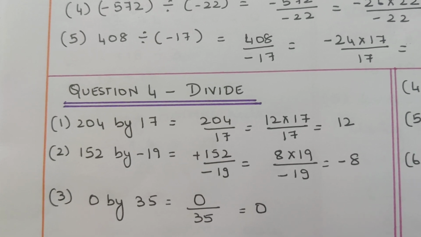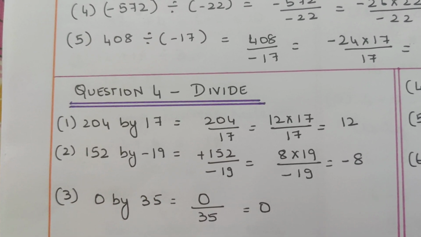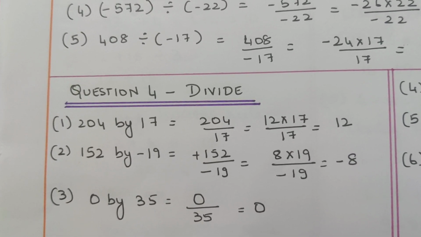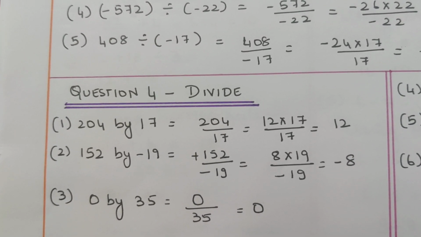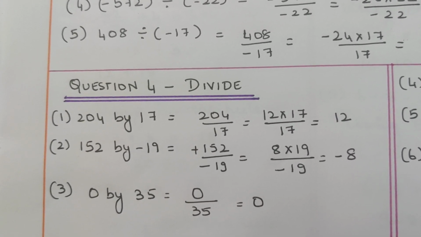152 by minus 19. So I split 152 as 8 into 19. So we have 8 into 19 by minus 19. So you already know that a positive sign divided by a negative sign is a negative quotient. So the answer is minus 8.